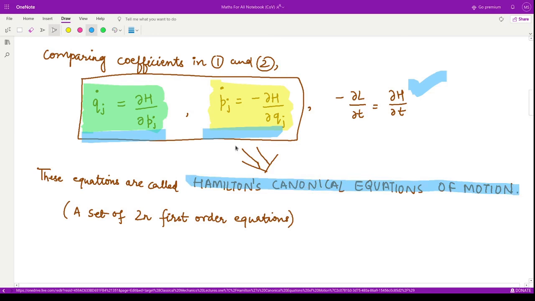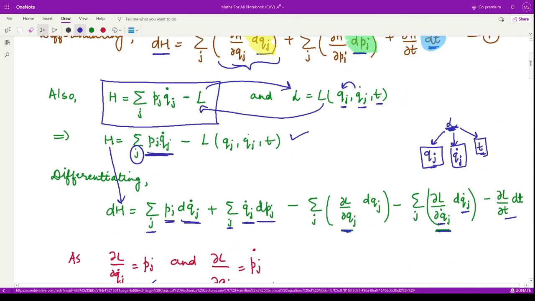Because j varies from 1 to n, in total we have n such equations of each kind. These are first order differential equations, so in total we have 2n first order equations of this kind. So this was the easiest derivation of Hamilton's canonical equations of motion.